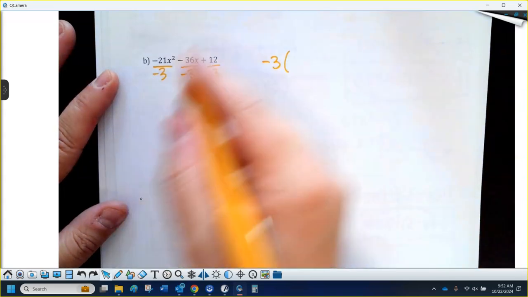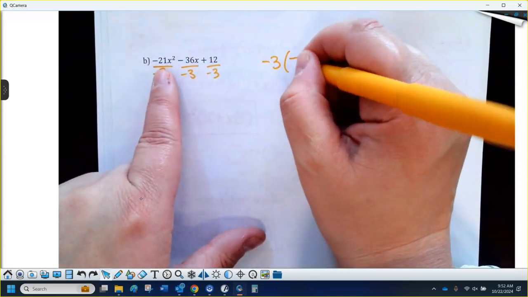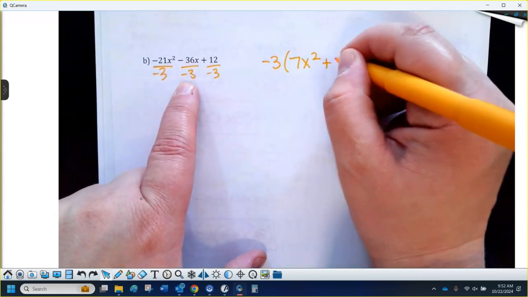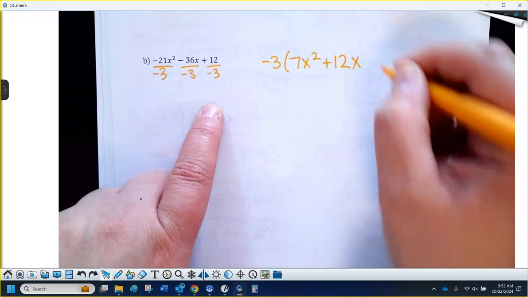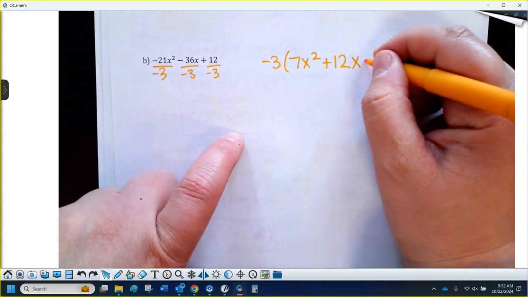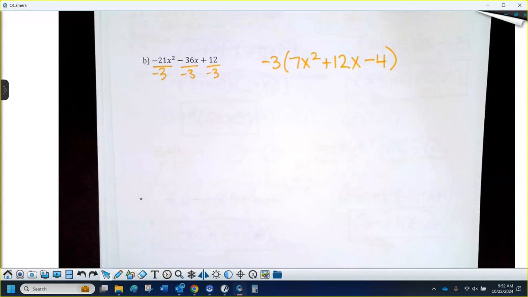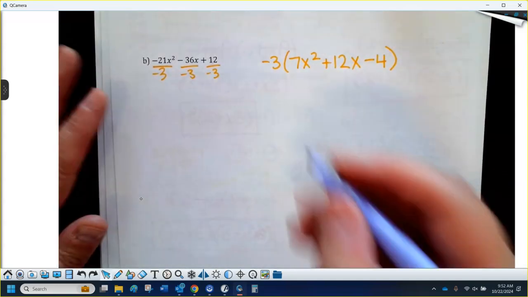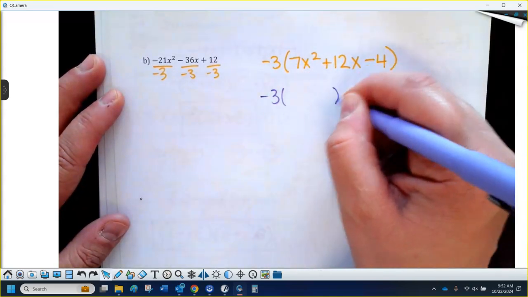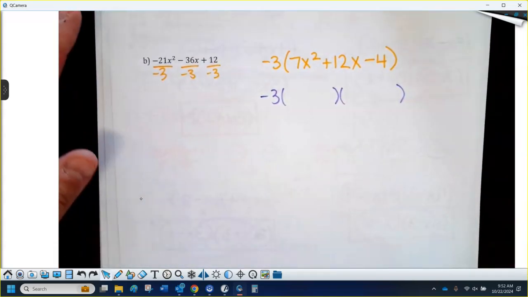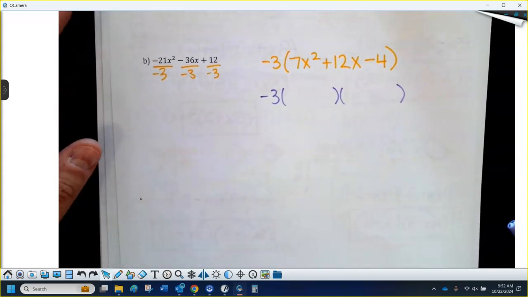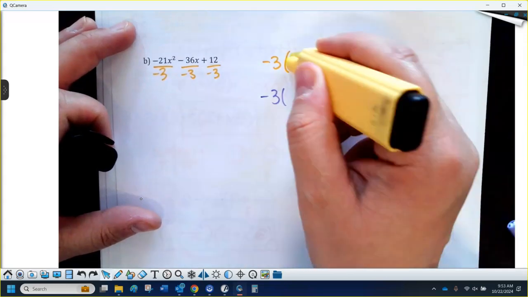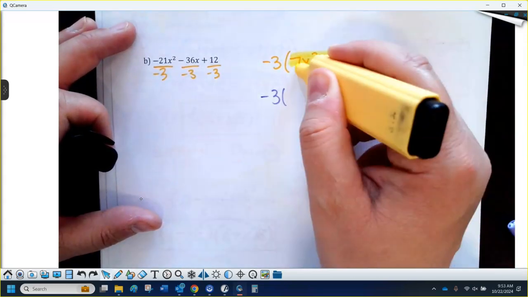So if I take out a negative 3, left over, this first term would become positive 7x squared. Negative 36 divided by negative 3 will be positive 12, and that has an x with it. And then positive 12 divided by negative 3 would change that sign up, so that's going to be a negative 4. Now, I'm going to leave the negative 3 in front, and we're going to factor the quadratic that's in the parentheses. Tyler, I chose a bad color to use on this, but we're just going to focus on this quadratic here.